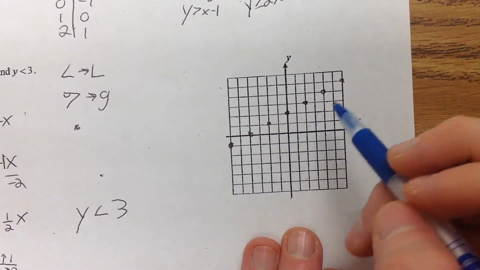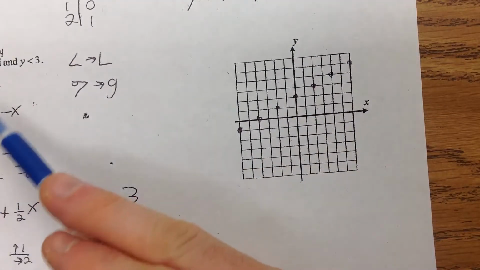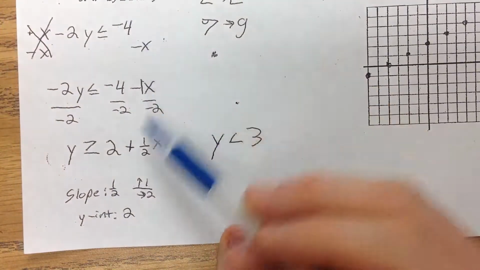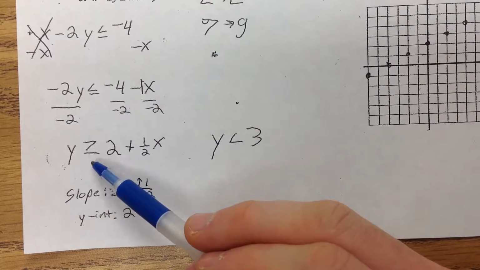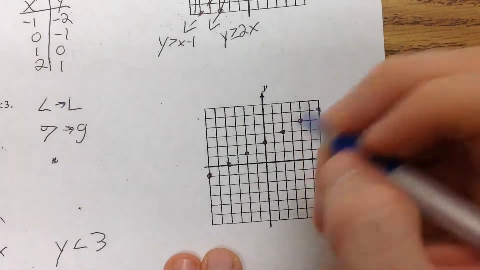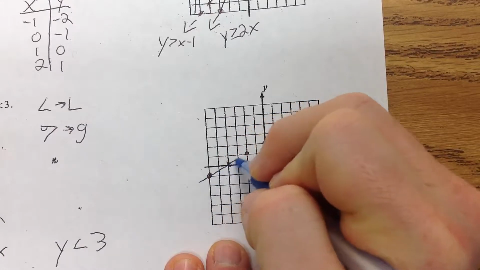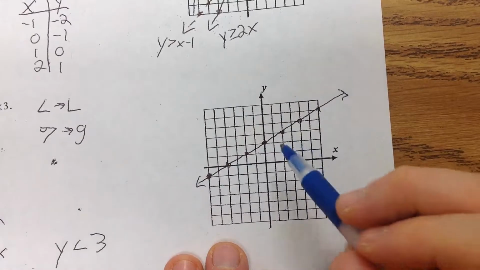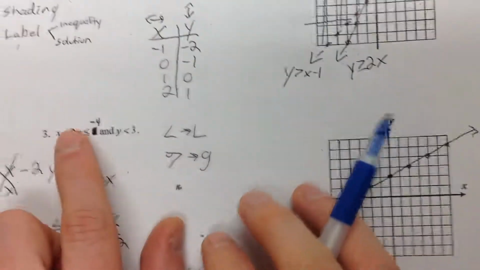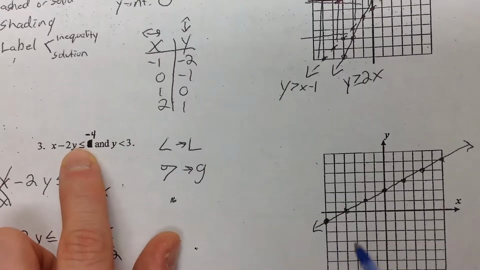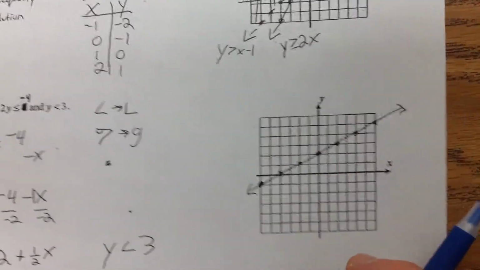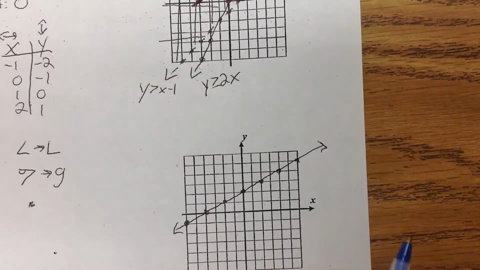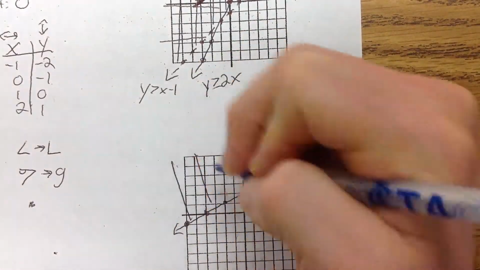Okay, so I've got all my points here. I've got to think, do I want a solid or a dashed line? Well, we have an equal sign here. There's an equal sign under the inequality, so that means we're going to want a solid line. So I'm going to make a solid line through here. Okay, I need to do my shading. Now, it started off as a less than, which would have been below the line, but then it switched to a greater than or equal to. So that actually means we're going to be shading above this line.